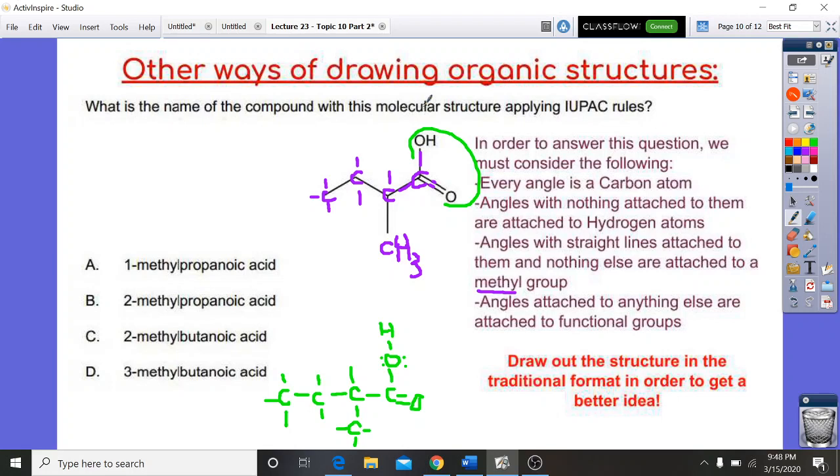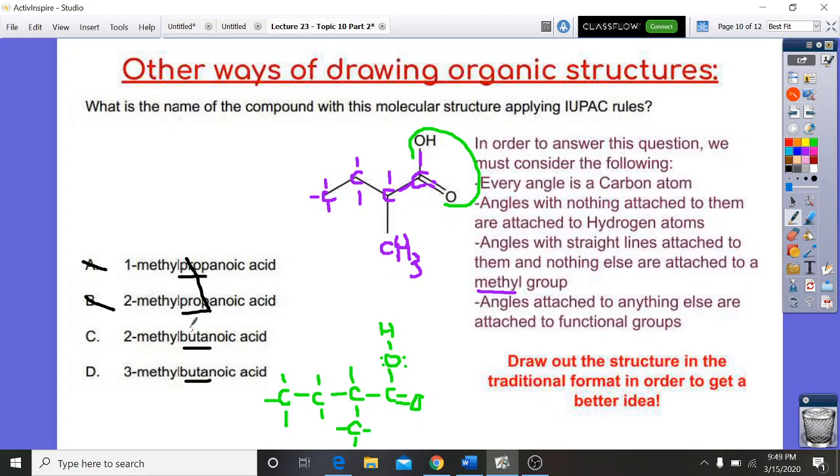The question is asking us to name this compound using IUPAC rules, so that means I'm going to rule out A and B because they are suggesting that the main chain is prop, which would mean propane, and that's C3. And we have a longest chain of 4, meaning but is the correct answer.